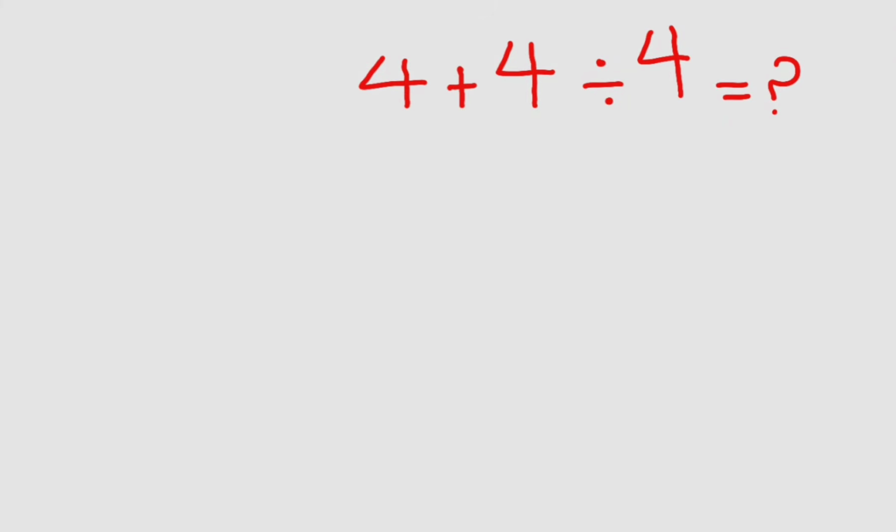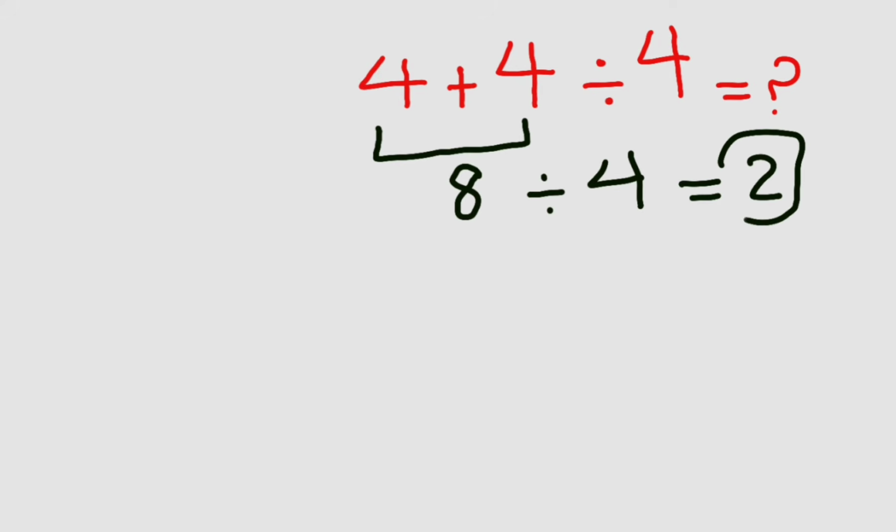We have 4 plus 4 divided by 4. Now, 4 plus 4 gives us 8. 8 divided by 4 gives us 2. But this answer is not correct.